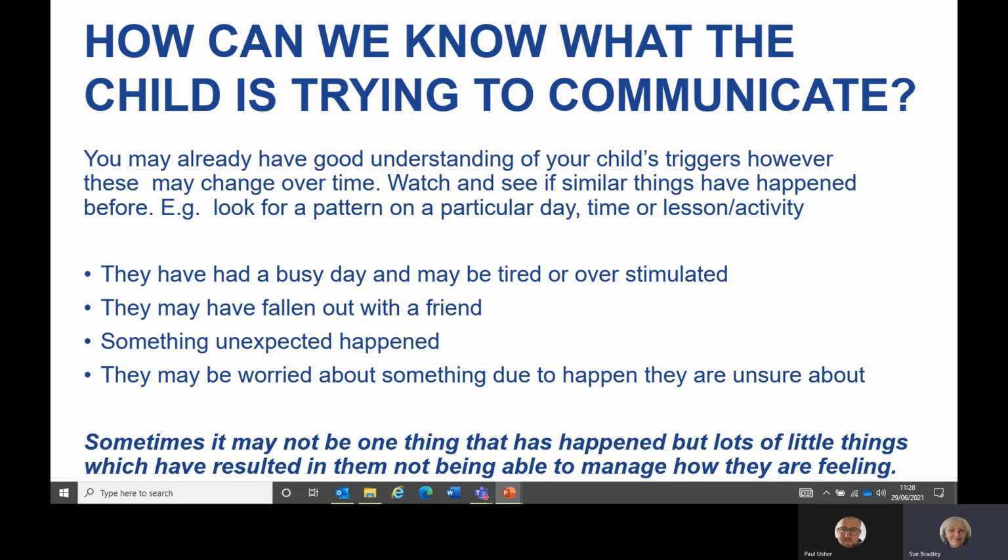They may have fallen out with a friend. Something unexpected has happened. So something they were planning that was going to happen may have had to be changed or cancelled or postponed at the last moment. They may be worried about something that's due to happen. They're unsure about how it's going to work, what's going to happen when they get there. Sometimes it may not be one thing that has happened, but lots of little things which have resulted in them not being able to manage how they are feeling.